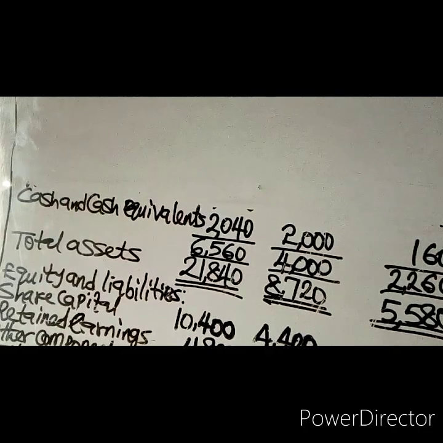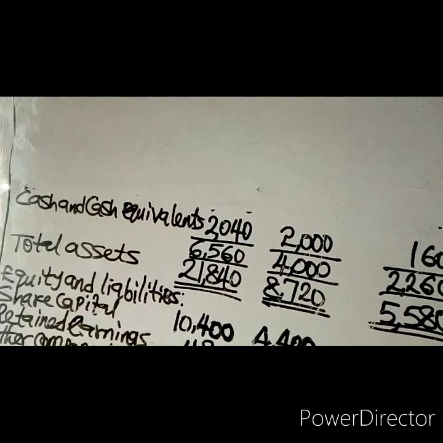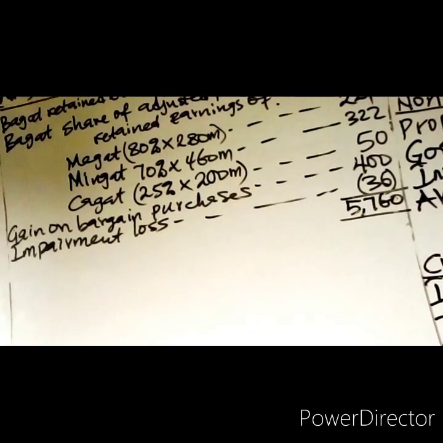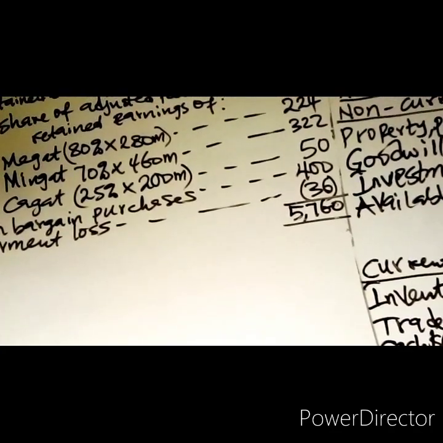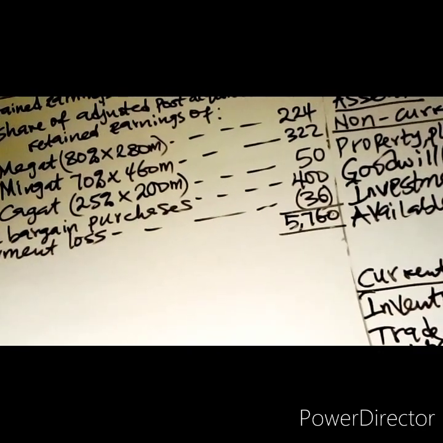Retained earnings. That is in working sys. Retained earnings is working sys, which is 5,760.